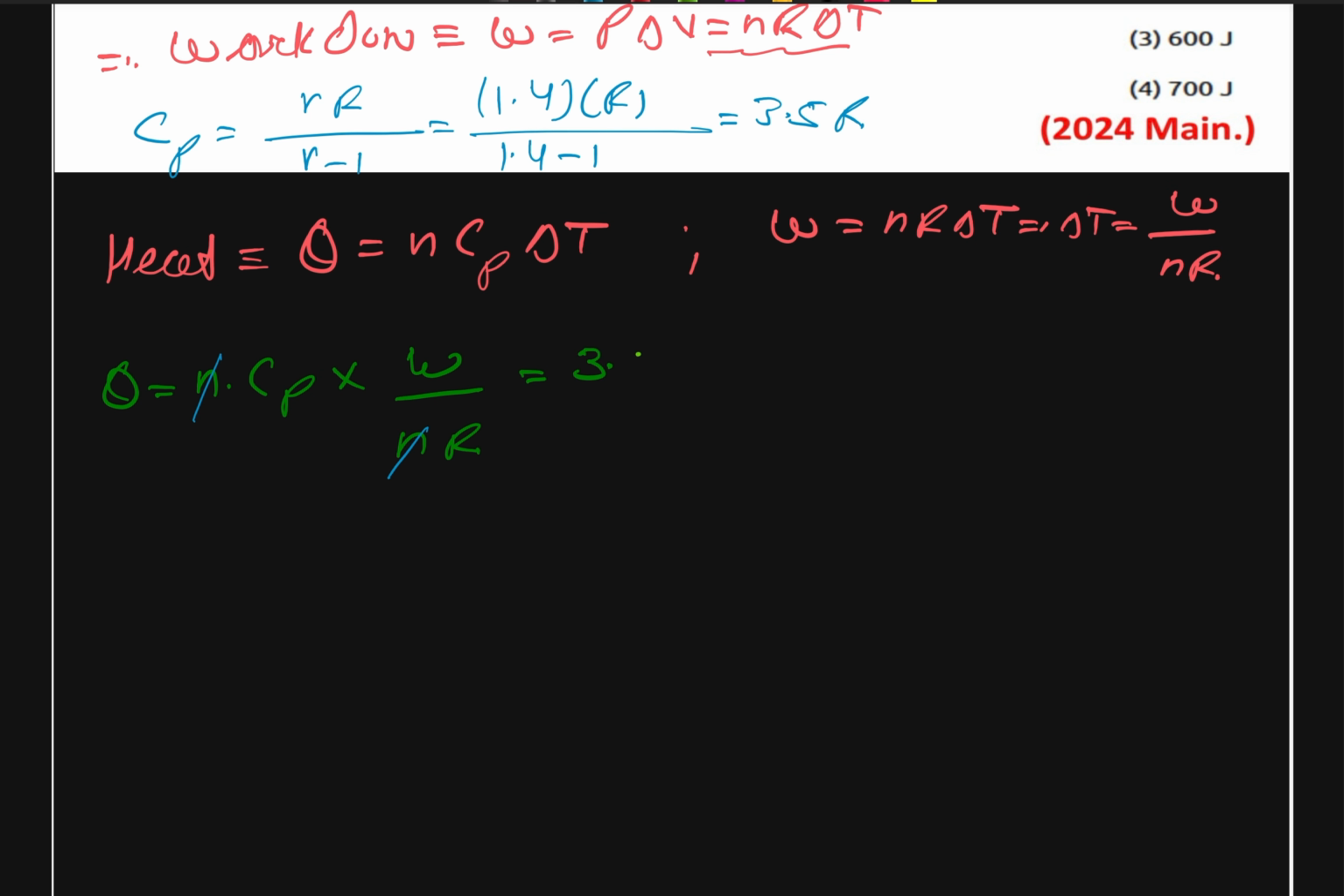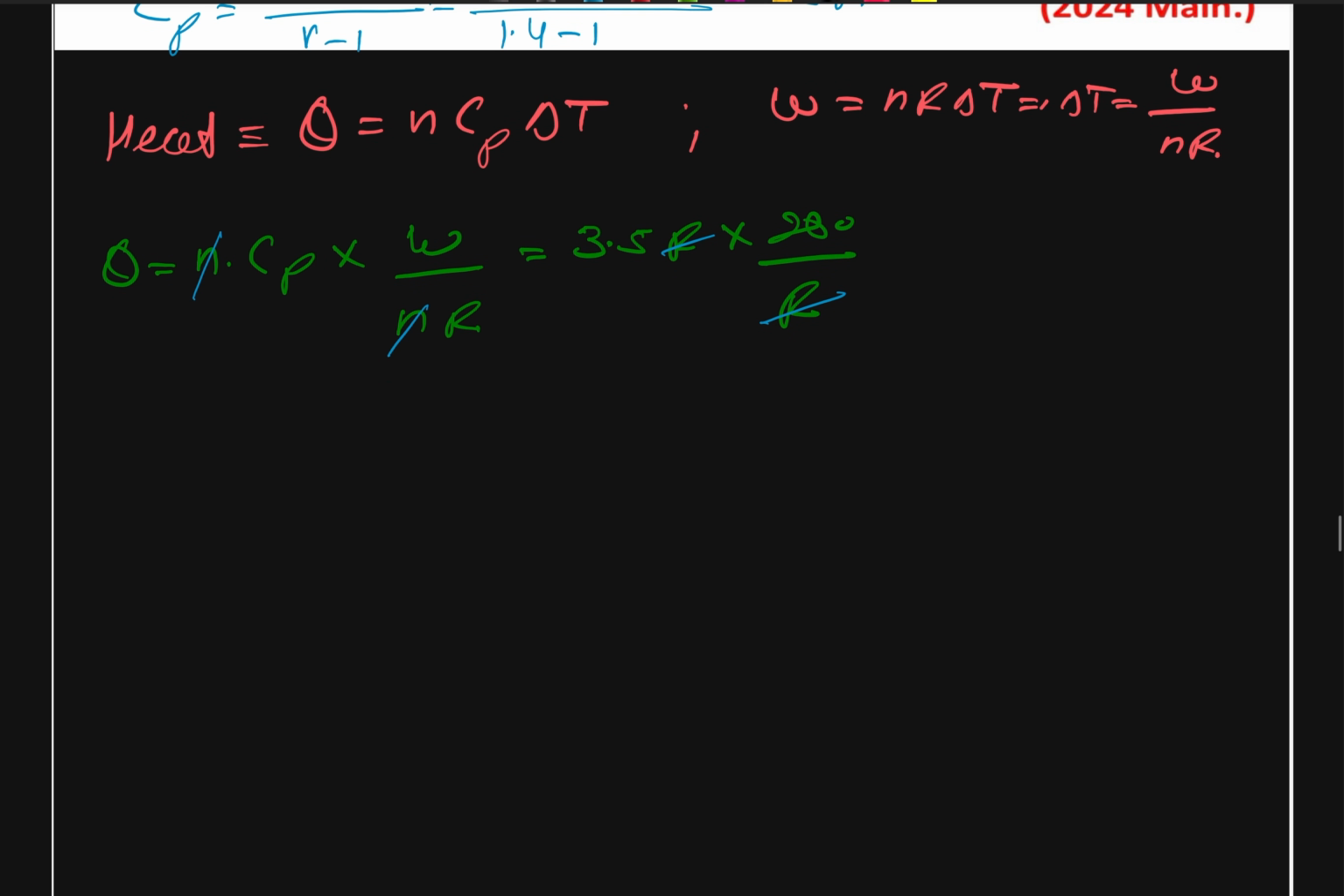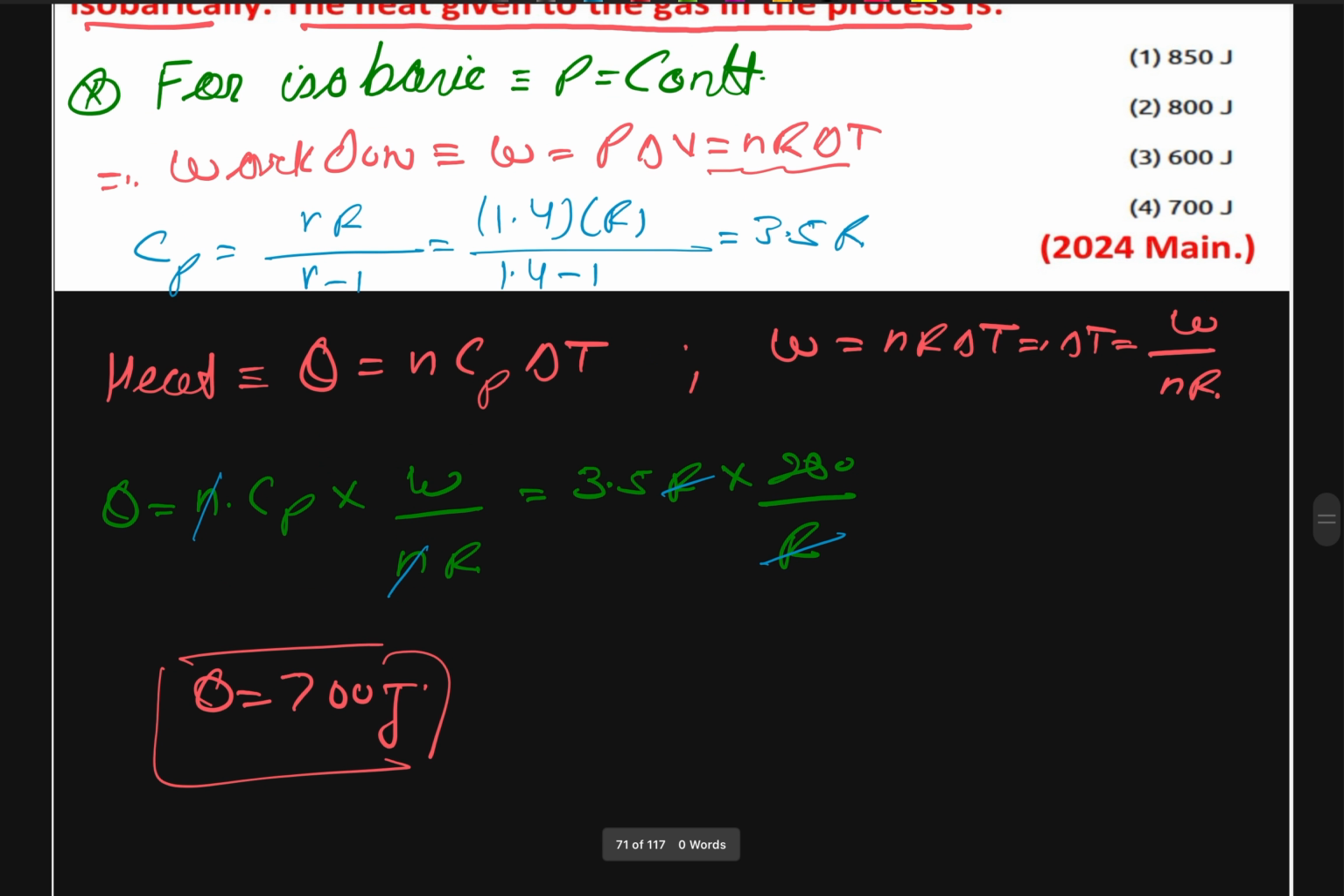3.5 times R. Work done is given to us as 200, and this comes as our R. So here R and R cancel out, so this will be coming as 35 divided by 10, so this will be 35, 70, 700. So we get that our Q is equal to 700 joules. So option 4 is correct.